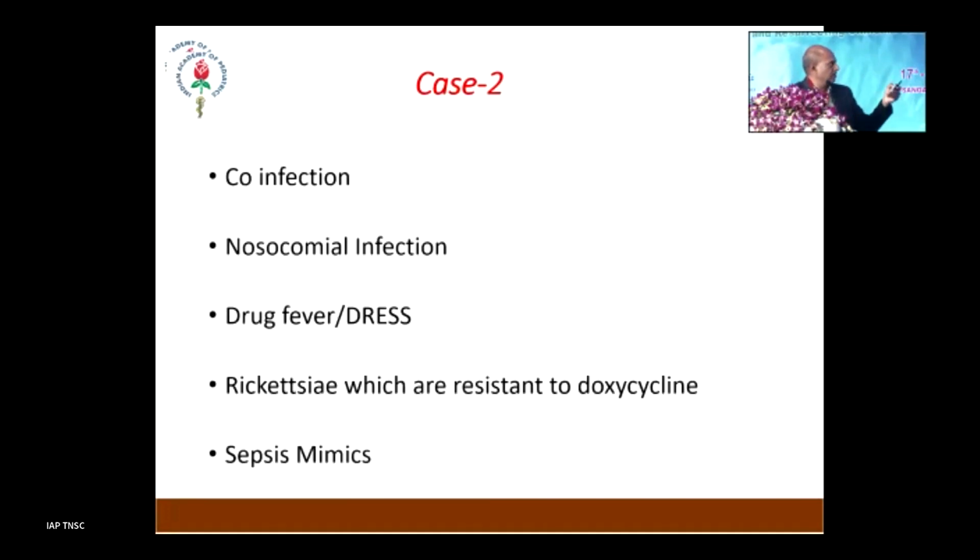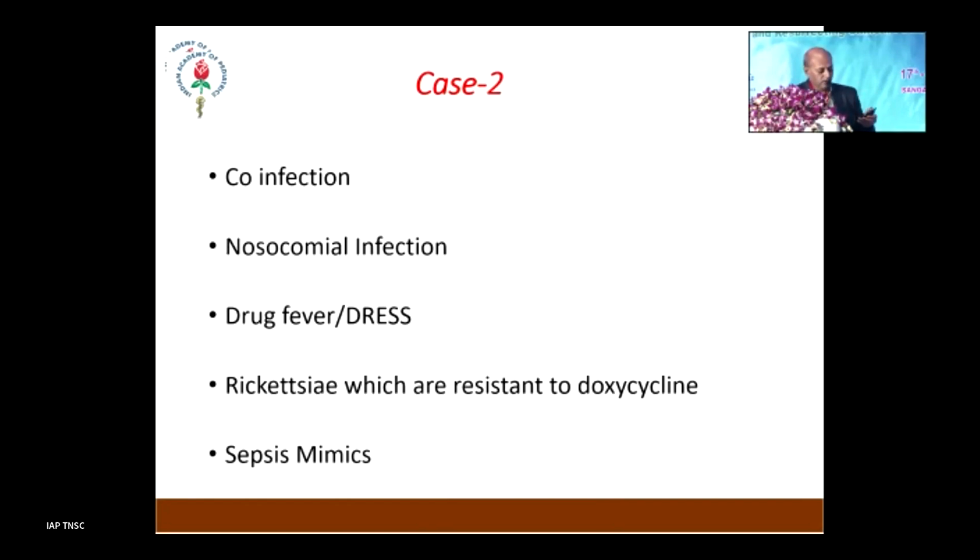With a fever developing on the 6th day, the first thing that comes to mind is, are we dealing with any co-infection in the present era, like COVID or malaria and other things? We need to look into that. Apart from that, this child was with us for more than 6 days, so nosocomial infection needs to be looked into. Drug fever is another thing, and rickettsial fever resistant to doxycycline, which is not a common phenomenon because of vasculitis and all, we need to keep in mind also.